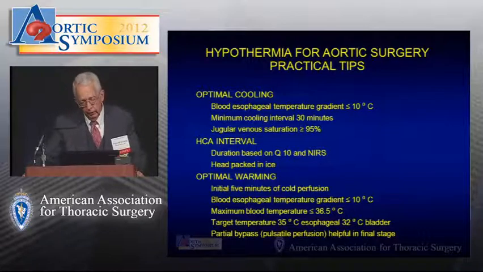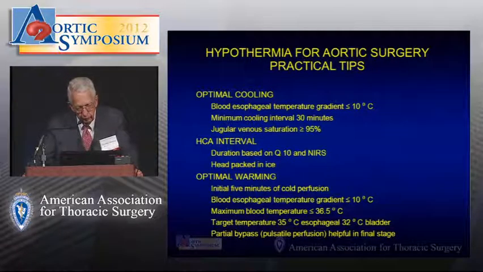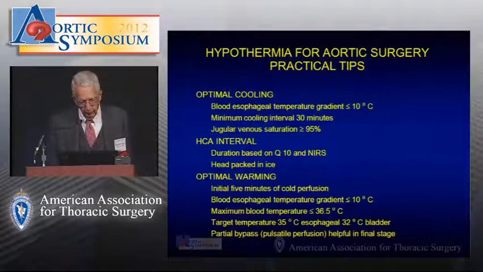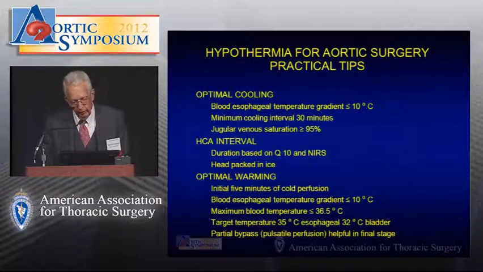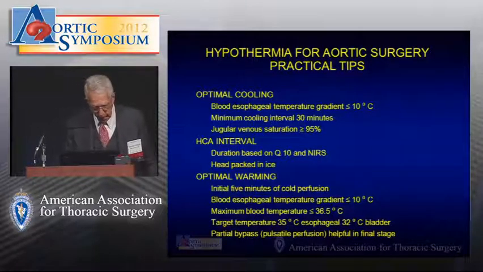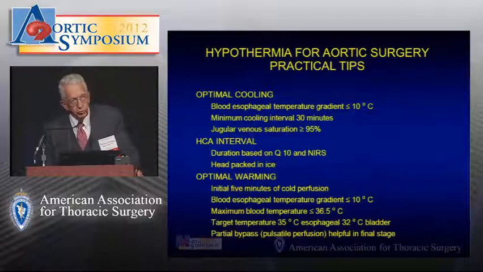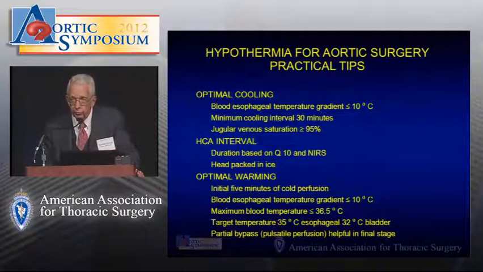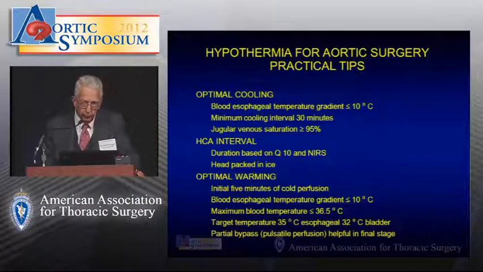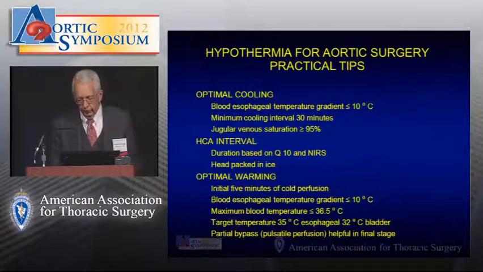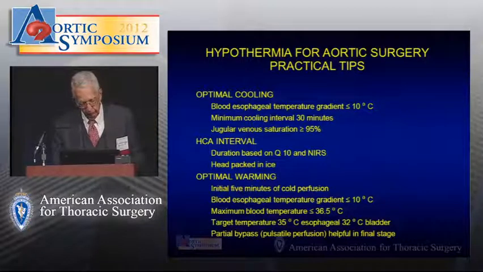And the method that we have used over the years and are convinced is quite effective is looking at the jugular venous bulb saturation and waiting until this reaches 95%. Now, if you do oximetry with NIRS and you have a correction for absolute values, going up to 85% seems to be just as good. The HCA interval shouldn't, if at all possible, exceed the maximum tolerance based on calculations in the Q10 or on decrease of the cerebral oxygen saturation by NIRS to less than 60%.